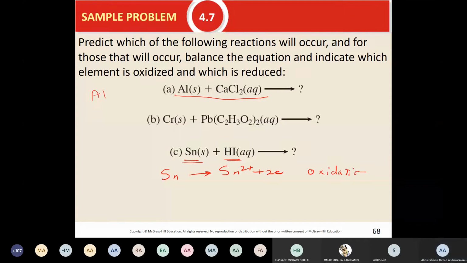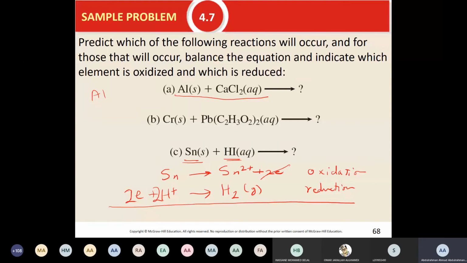So let's go for hydrogen. H plus goes to H2 gas. This is reduction. How many electrons do we need? We need 1 electron for each one. But since we have H2 here, we must multiply this by 2 and this by 2 to make it H2. Now, if we combine them, the 2 electrons go with the 2 electrons, and what will be the net result? Sn plus 2H plus goes to Sn2 plus and H2. I must make sure that the number of electrons is the same.